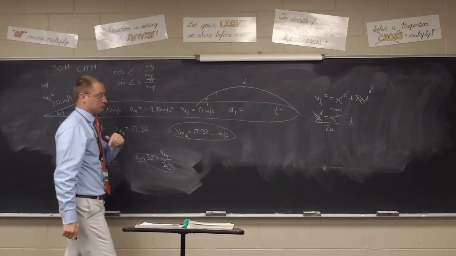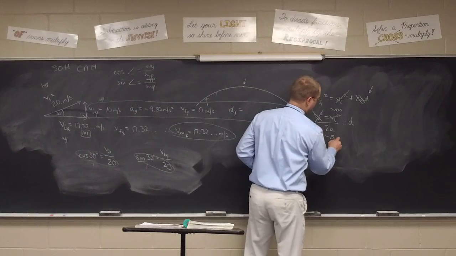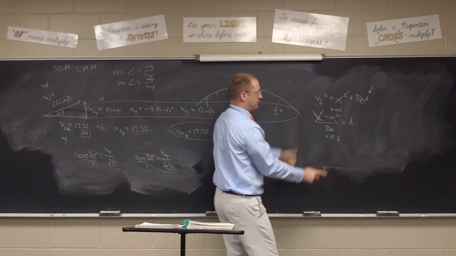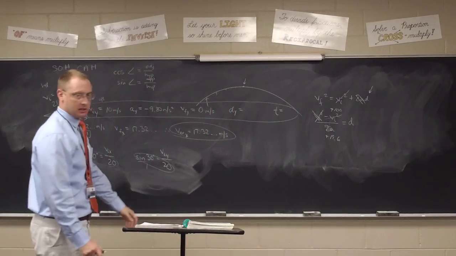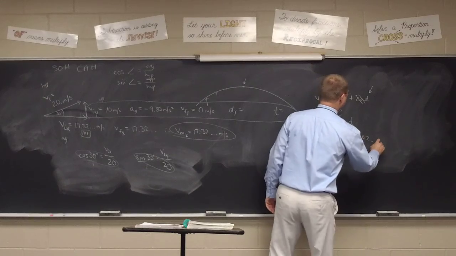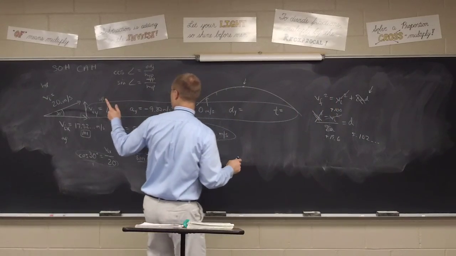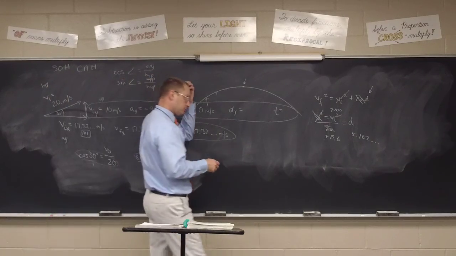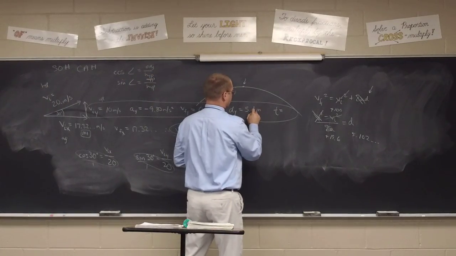Negative 19.6. So we got to do, oh, negative divided by negative? Positive. Cancel and positive. What's 100 divided by 19.6? 5.102, blah, blah, blah. So round it off, I'm looking at 2 sig figs. So we'll say 5.1. 5.1 meters. That's how high it goes.